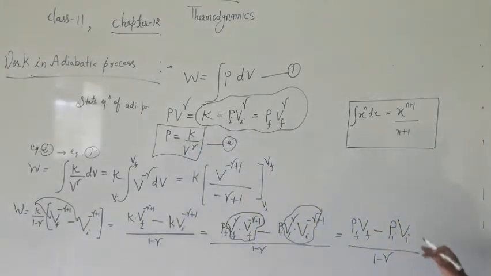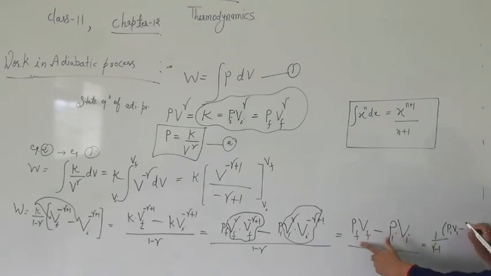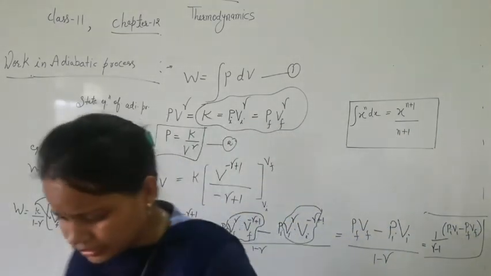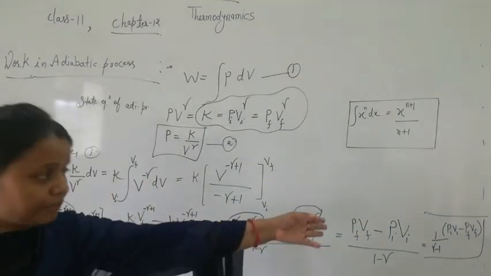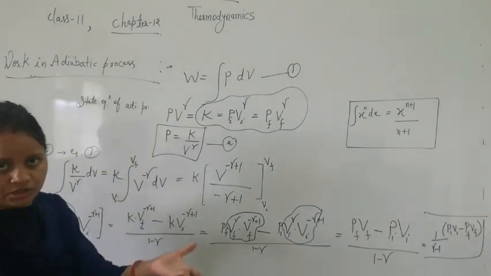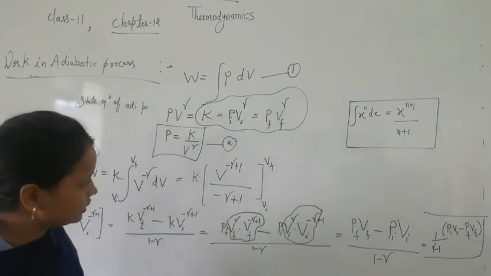We can shift it into this identical form where 1 upon gamma minus 1 is here. We can interchange the sign, giving Pi Vi minus Pf Vf. It is the final formula of work done in an adiabatic process. Work done in an adiabatic process is related with pressure and volume, and we can also write it in terms of temperature.